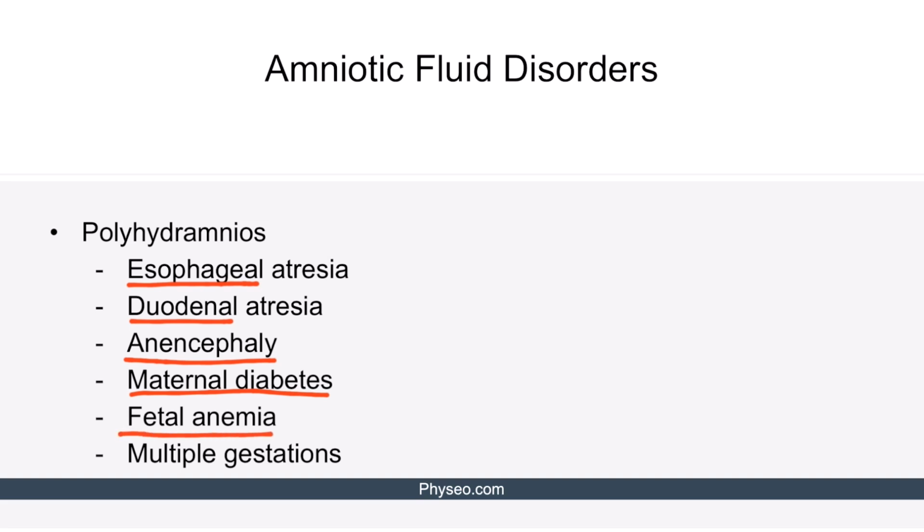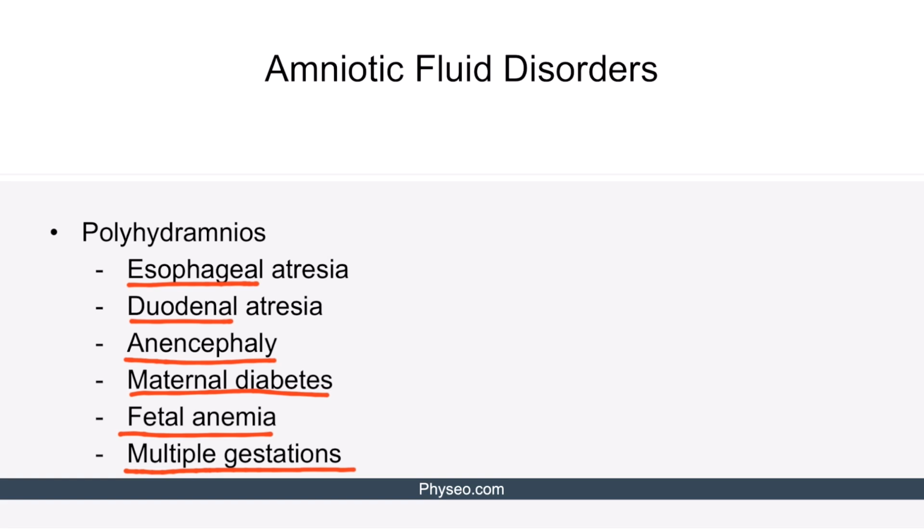Now, fetal anemia results in a compensatory increase in cardiac output, which in turn increases GFR. And that increased GFR causes increased urine production. And finally, multiple gestations can also cause polyhydramnios. Simply put, the more fetuses that there are in the uterus, the more urine that they will produce together.